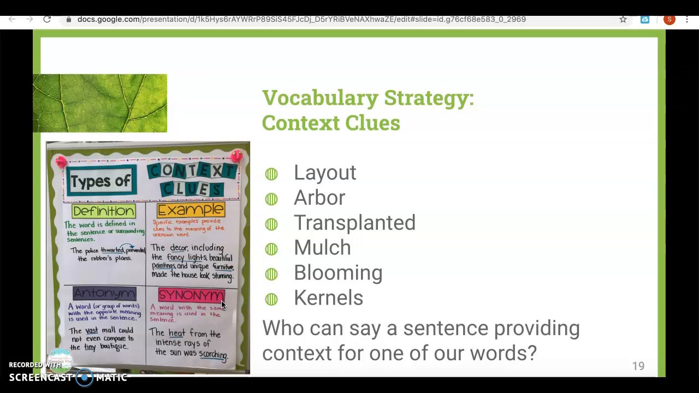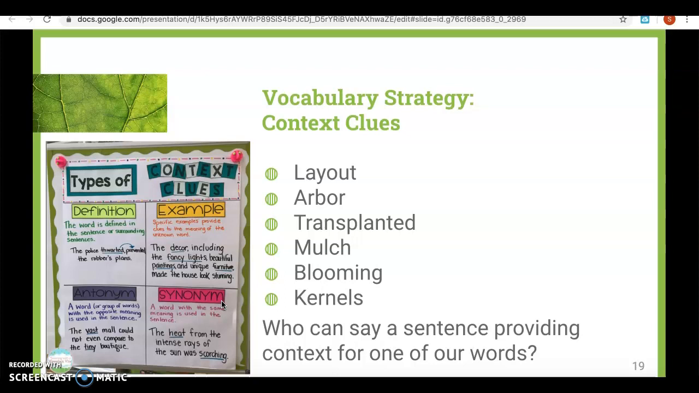Synonym. A word with the same meaning is used in the sentence. For example, the heat from the intense rays of the sun was scorching. Heat and scorching are synonyms, so scorching means very, very hot.